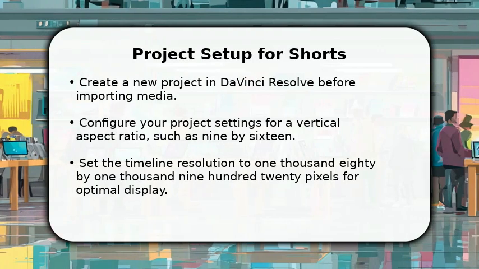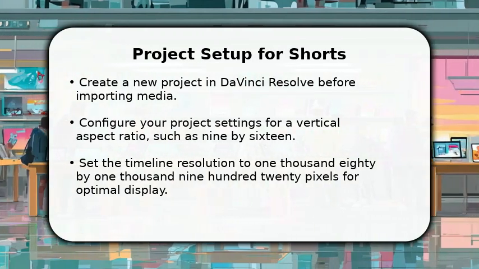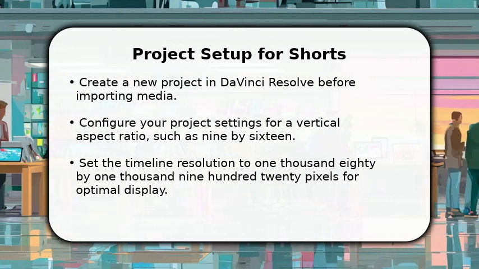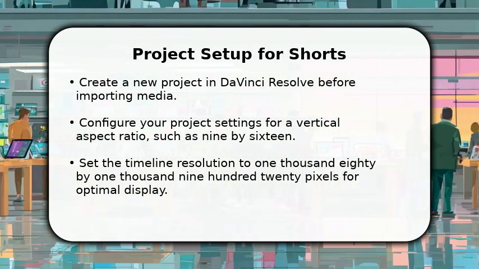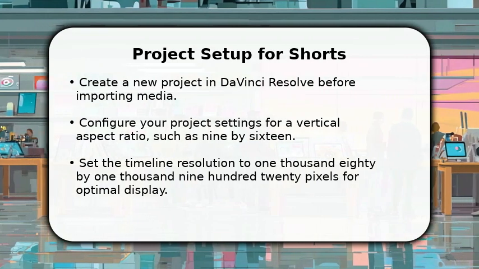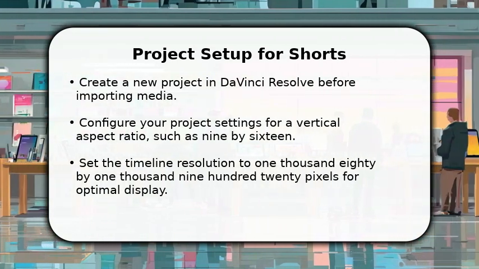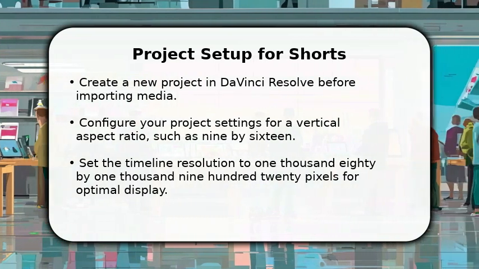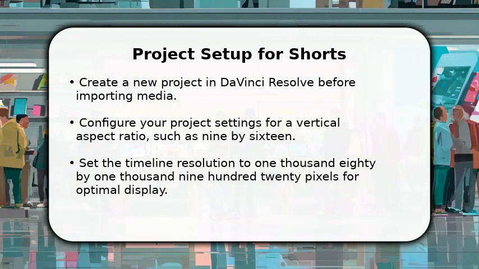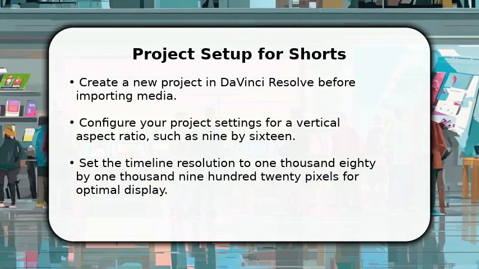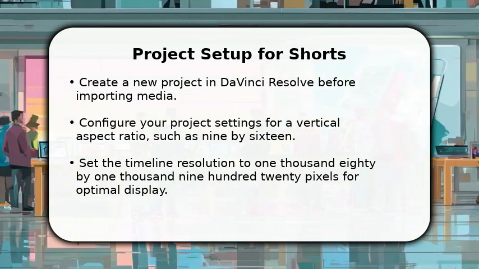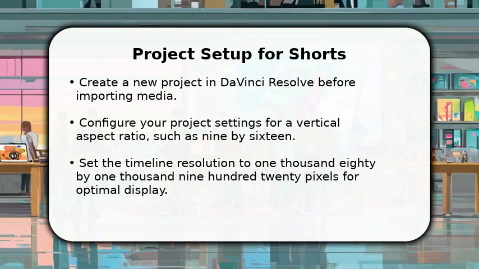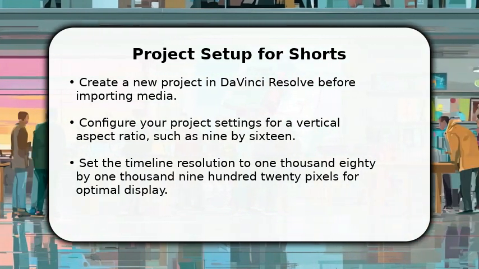In this video, I will explain how to use DaVinci Resolve to make YouTube shorts. First, create a new project in DaVinci Resolve and immediately adjust your project settings for a vertical format. Navigate to your master settings and change the timeline resolution to 1080 by 1920 pixels. Ensure your frame rate matches your source footage, commonly 24 or 30 frames per second, so your video plays smoothly. These initial steps are crucial for a perfectly formatted short.